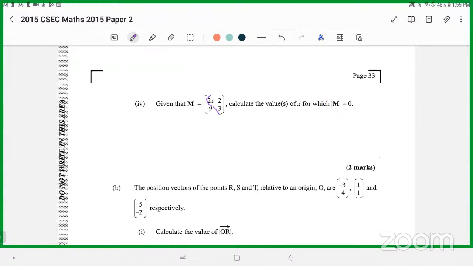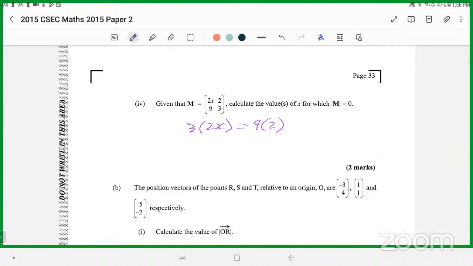Next part now says, for this matrix, calculate the value of x if the matrix modulus is 0. It means that if the modulus is 0, the determinant equals 0. Means that this product is equal to this product, the two diagonal products are equal. So it becomes 3 times 2x equal to 9 times 2.